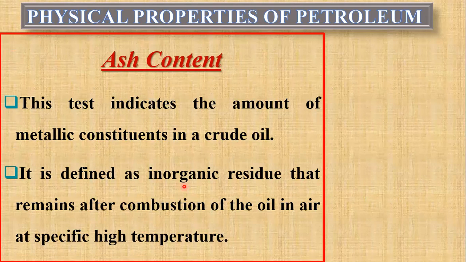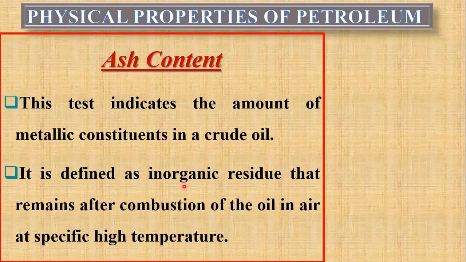Like, for instance, no one wants to buy a crude oil which has maybe 20% of sand. It means that the crude oil is only 80% and then only about 20% is sand. So this ash content lets you know the amount of impurities that is found in the crude oil.